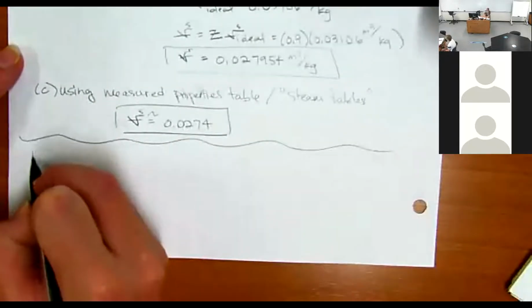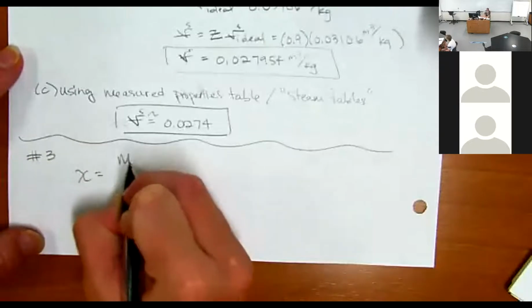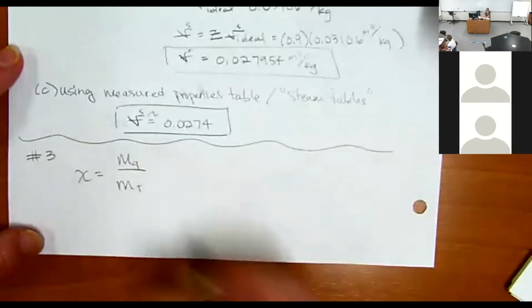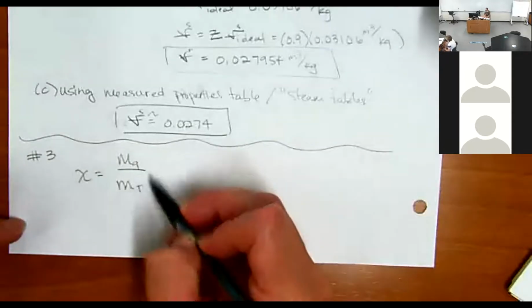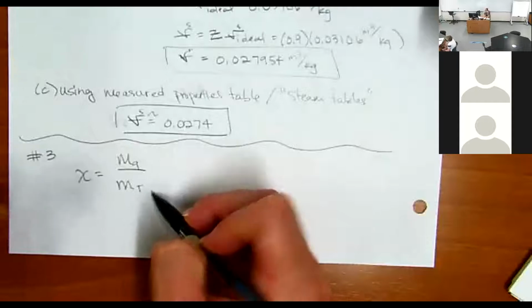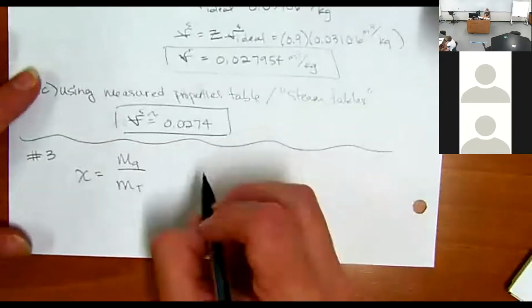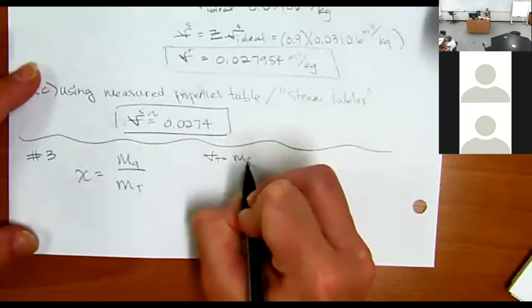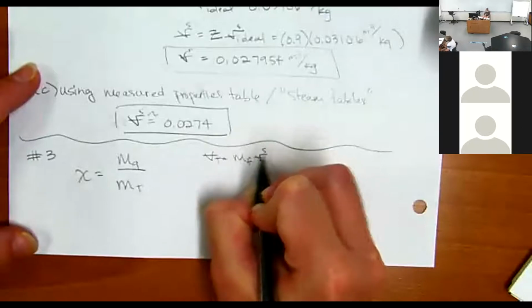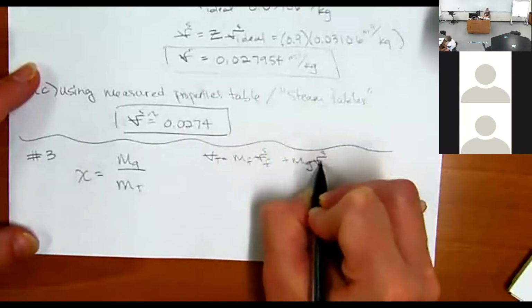So this is for problem number 3. We have quality, which is going to be the mass of our gas over the mass total. But for this problem, we're not given information about either of these. So we have to figure out a way to find quality in another way. One thing that we can remember is our volume total is going to be equal to the mass of our fluid times the specific volume of our fluid, plus the mass of our gas times the specific volume of our gas.